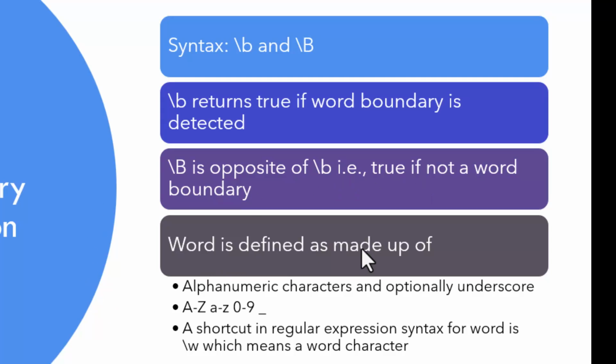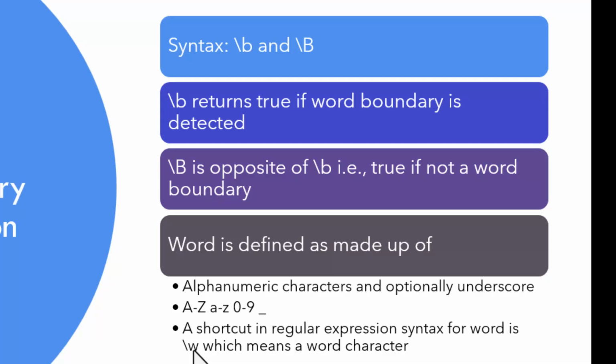And what is a word in regular expression terms? A word is alphanumeric characters and optionally underscore. So A to Z capital, A to Z small, 0 to 9 and underscore, they all constitute a word. And a shortcut in regular expression syntax for that is backslash W, which means a word character. So you can use it anywhere in your regular expression, just like backslash D that we used in an earlier example. That is going to capture a word.